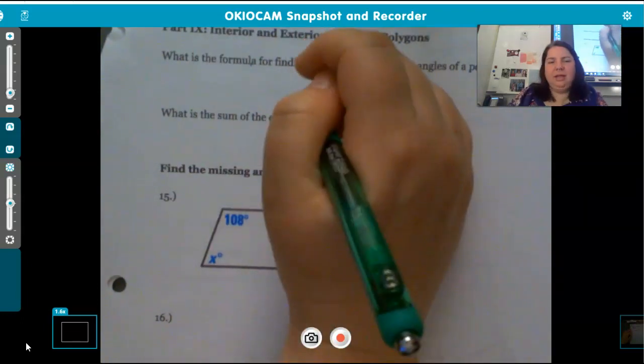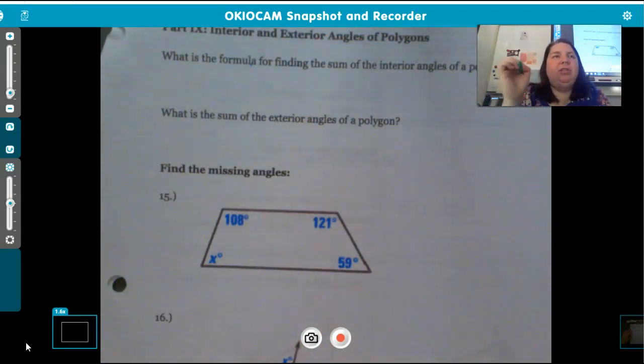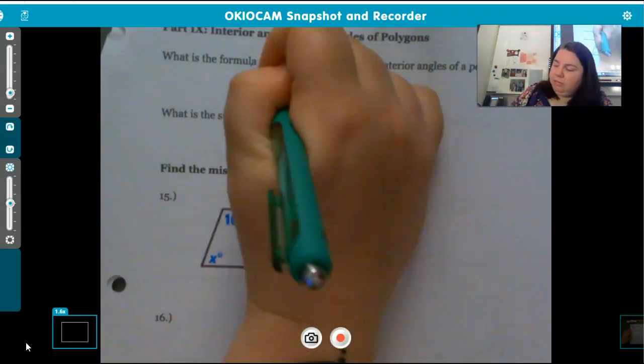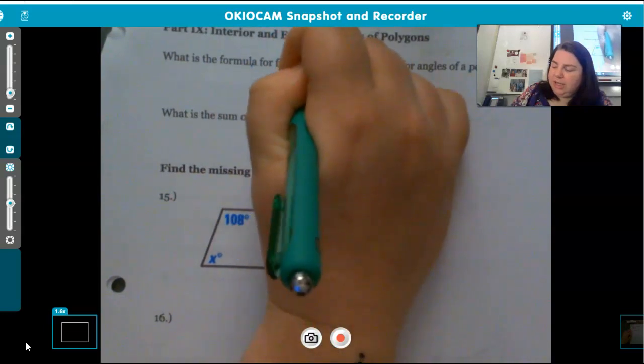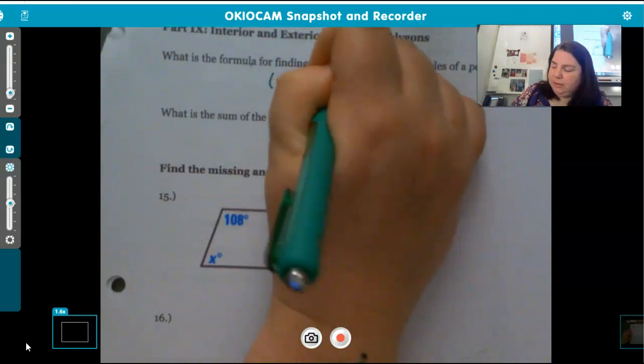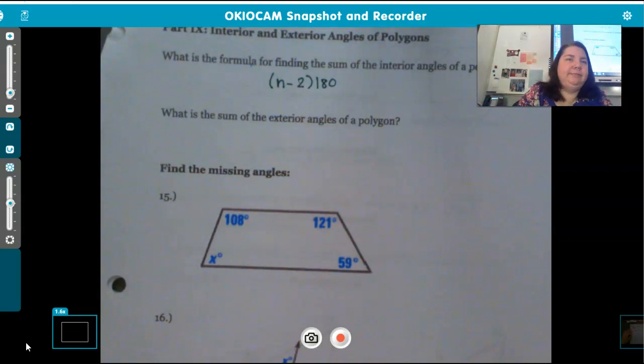Okay. The sum of interior angles of a polygon. That's if it's a triangle. That's if it's a quadrilateral. How, if we don't know? Okay, remember this one? We just got done with it. N minus 2 times 180.